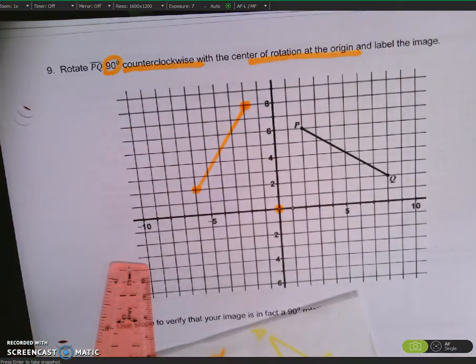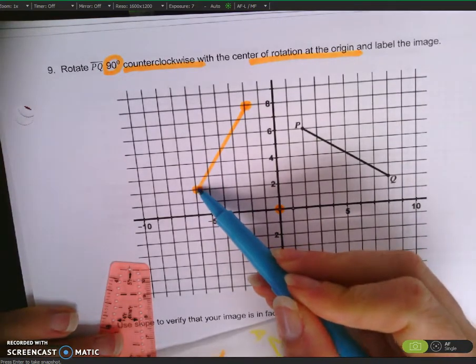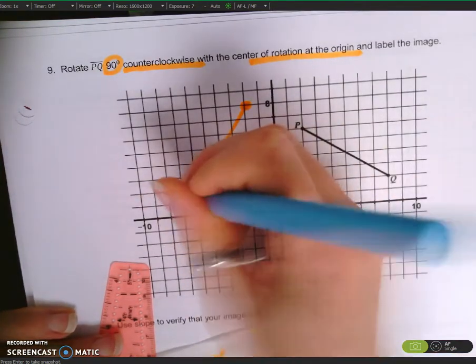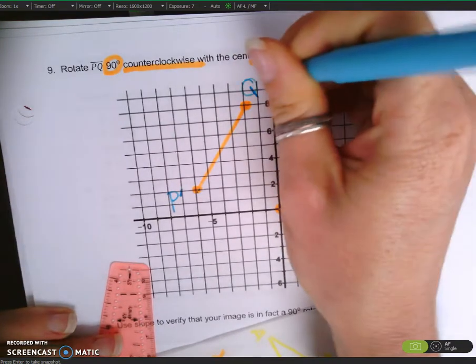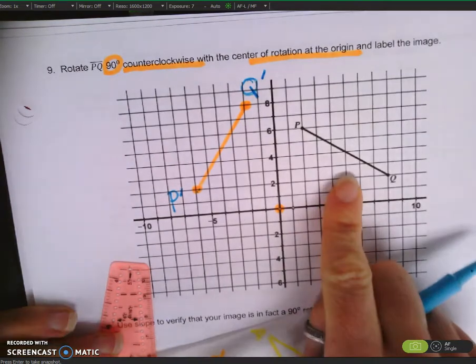Oh, I forgot to label my corresponding vertices. Is this one P prime or is it Q prime? That's right, it's P prime. And this one is Q prime. This is the image. I came from the pre-image.